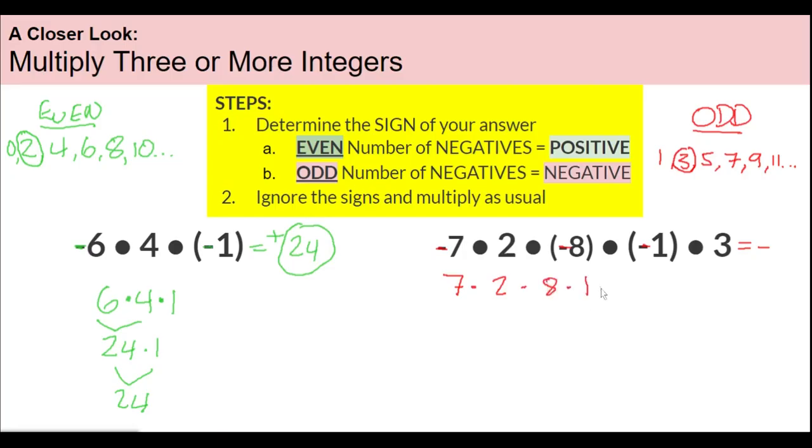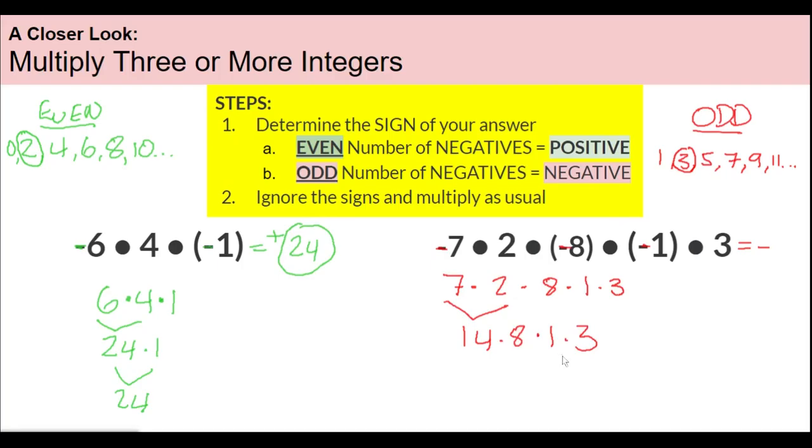So let's pretend they're all positive. And now if you really wanted to, you could cross out the 1 because when you multiply by 1, it doesn't really do anything, but we'll keep it there. Let's do 7 times 2. 7 times 2 is 14. Okay, times 8 times 1 times 3.